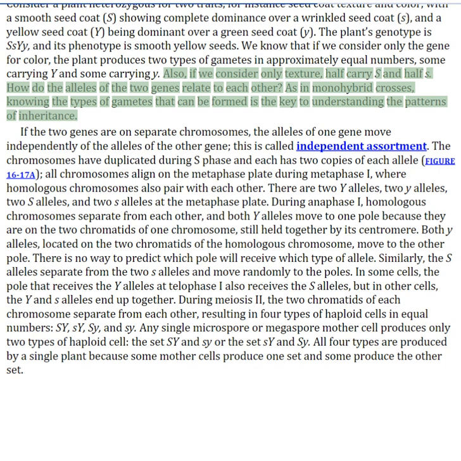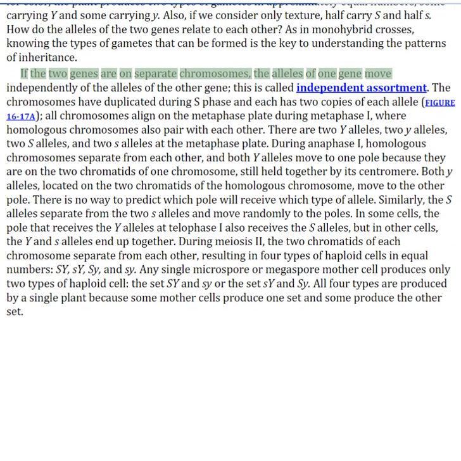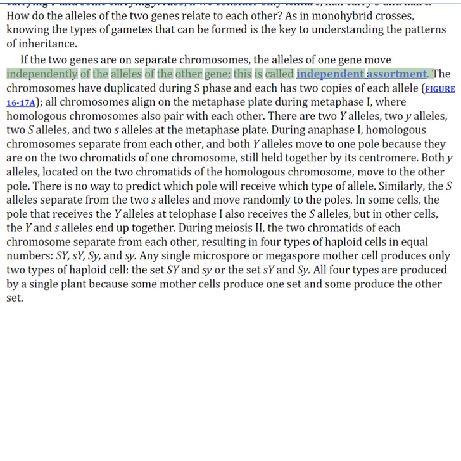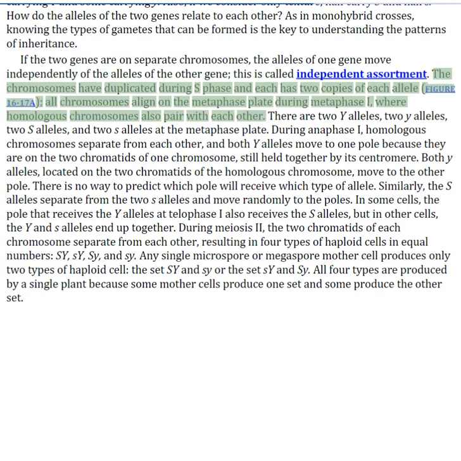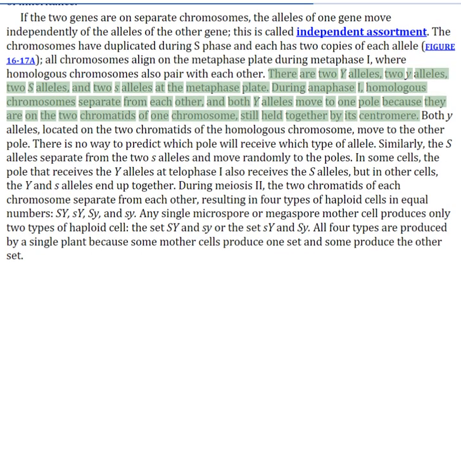As in monohybrid crosses, knowing the types of gametes that can be formed is the key to understanding the patterns of inheritance. If the two genes are on separate chromosomes, the alleles of one gene move independently of the alleles of the other gene. This is called independent assortment. The chromosomes have duplicated during S phase and each has two copies of each allele. All chromosomes align on the metaphase plate during metaphase I, where homologous chromosomes also pair with each other. There are two Y alleles, two y alleles, two S alleles, and two s alleles at the metaphase plate.